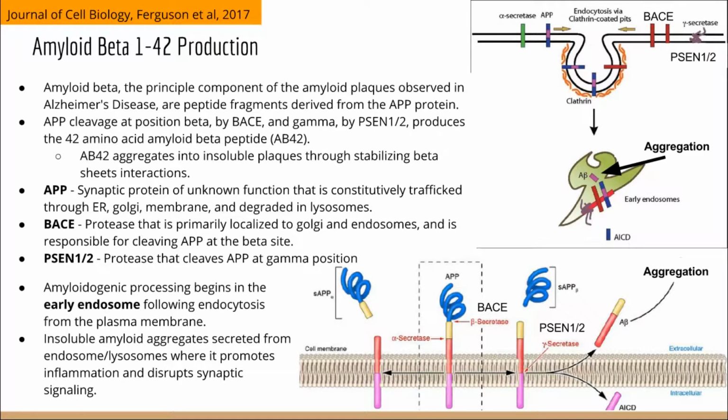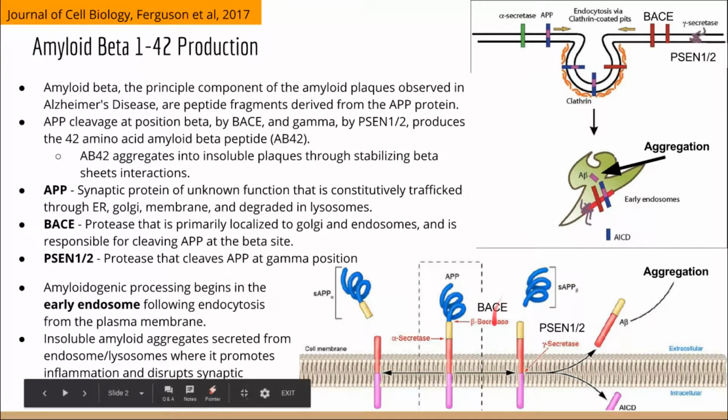So judging by all these various mutations, and the obvious accumulation of amyloid beta 42 in the brains of Alzheimer's patients, it's quite clear that APP processing is fundamental to the pathology of Alzheimer's disease. But where does it begin?